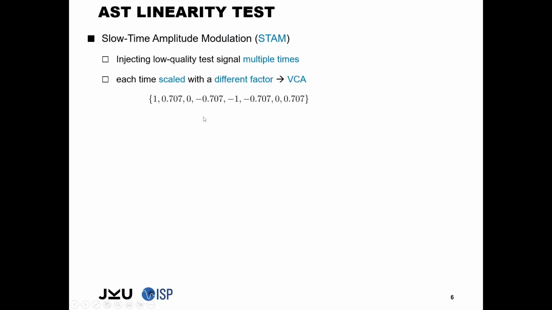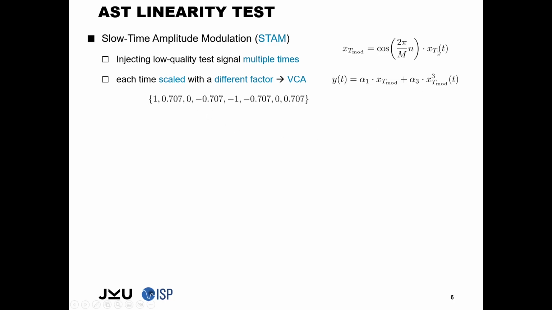So then let's dive into the AST Linearity Test. The main principle is that we are injecting a low quality test signal multiple times instead of just one time, and each time scaled with a different factor. This can be achieved with a voltage controlled attenuator or a voltage controlled amplifier.